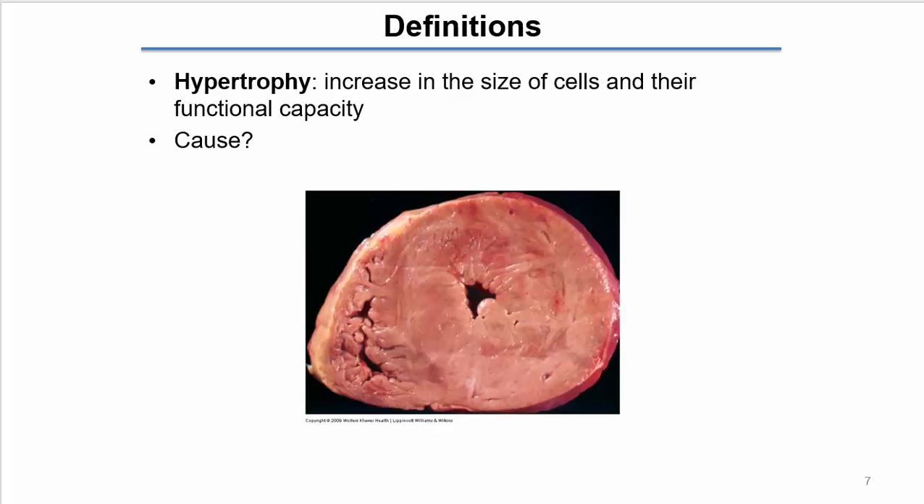In this photograph here, it's a cross section of a human heart, and you will notice that the right ventricle looks normal, but the left ventricle, look at the myocardium. It's way too thick, and the lumen is way too small because of the hypertrophy of the cardiac muscle in the walls of the left ventricle.